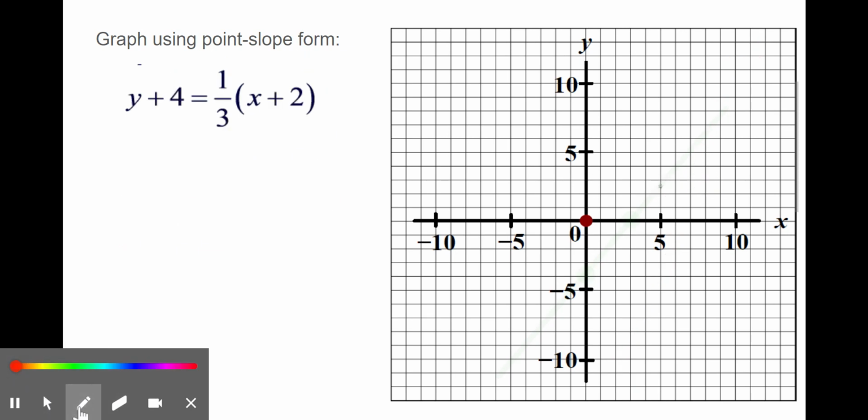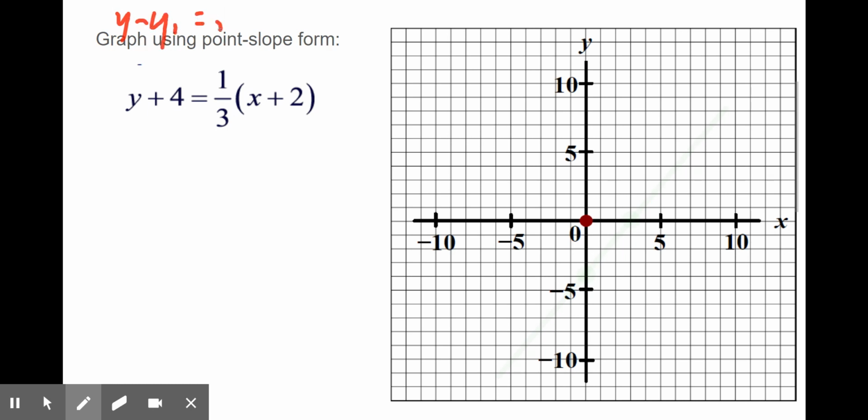Here we go. Okay, so now we have y plus 4 equals 1/3 times the quantity x plus 2. This is written in point slope form. Here is point slope form again: m times the quantity x minus x1. So it's written in point slope form. I can get a slope and a point from point slope form. So my slope, here it is. It's right here.